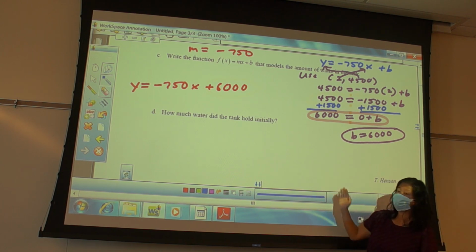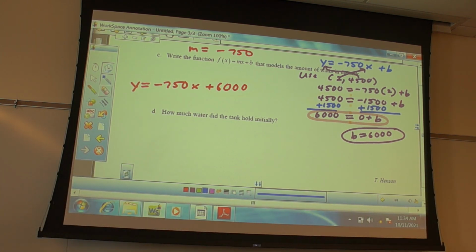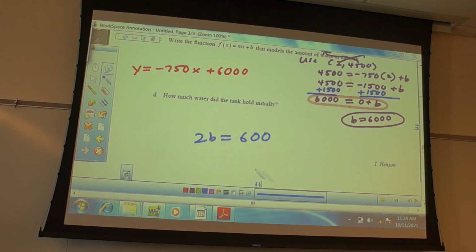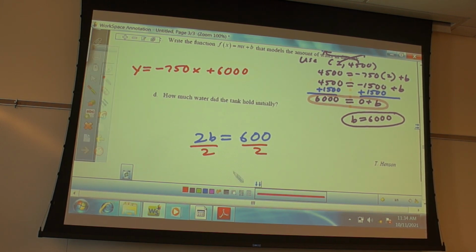Same idea if it was 2b equals 600, you can either divide both sides by 2, and you get the same thing, right? You get b equals 300, that's what you guys said. Or if 2b equals 600, you can multiply both sides by 1/2. And 1/2 of 2b is still b, and 600 times 1/2, half of 600, is 300. Are we all right with those parts?